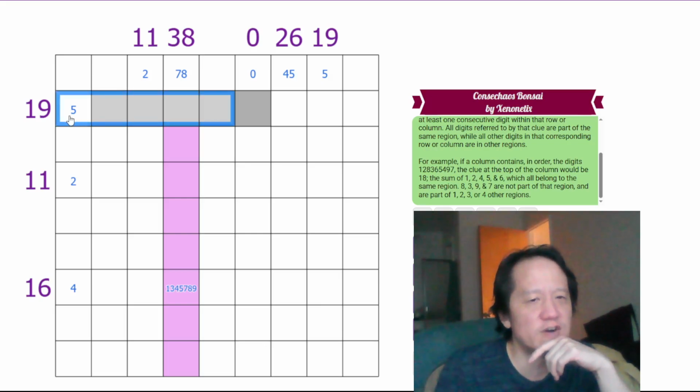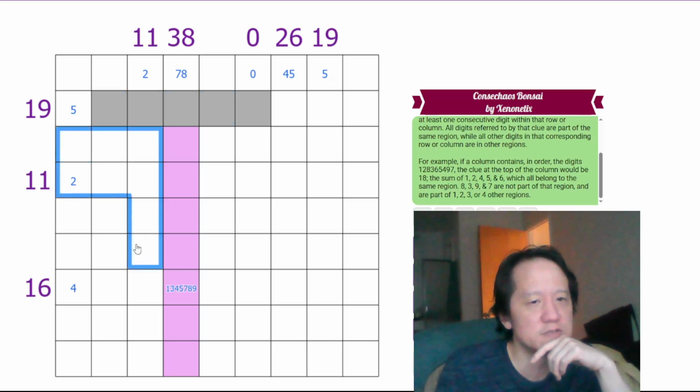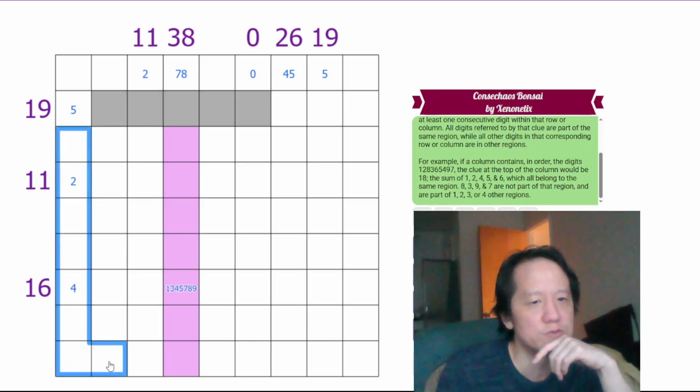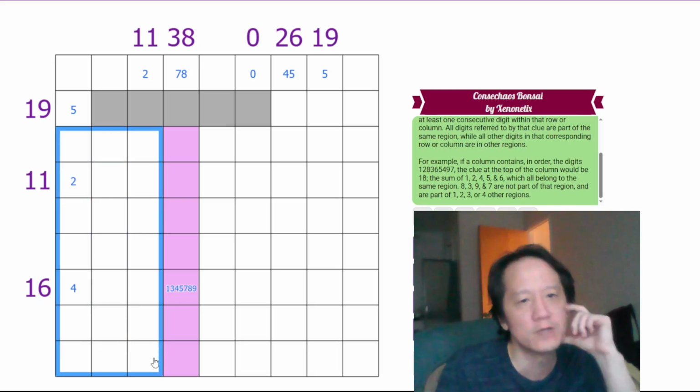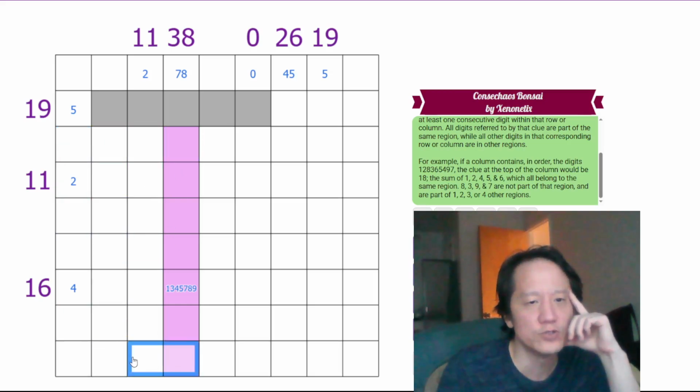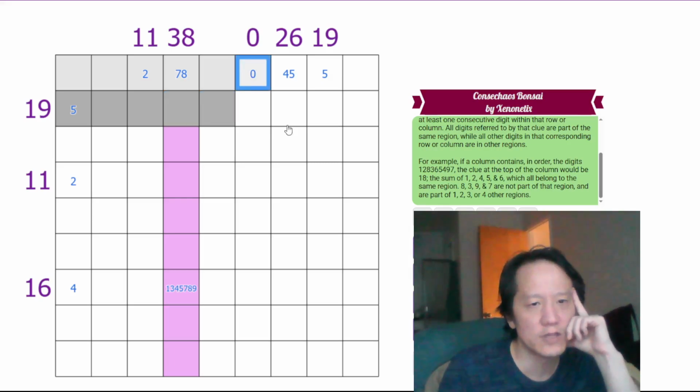Because if this is 5, these digits would be 1, 2... This would be 27 times 3, which is 21. This can only account for 2 digits. I guess this could account for 1 digit here. Okay, so maybe this could go all the way across, as long as this doesn't block this area, right? So then we have an extra region that would be like this.